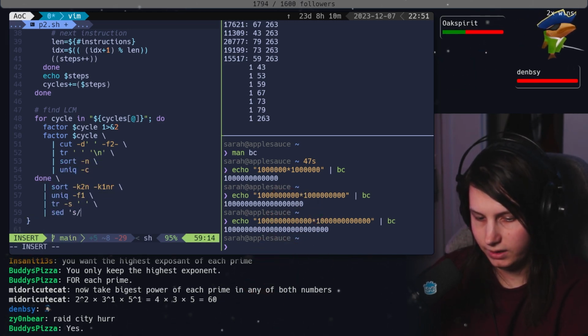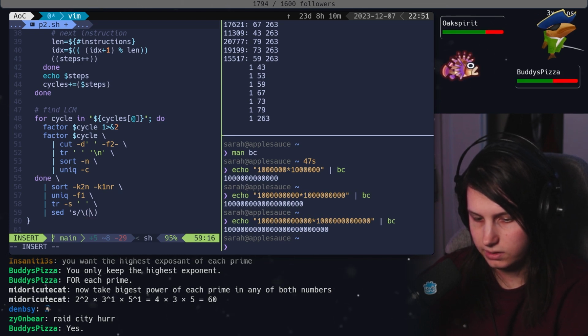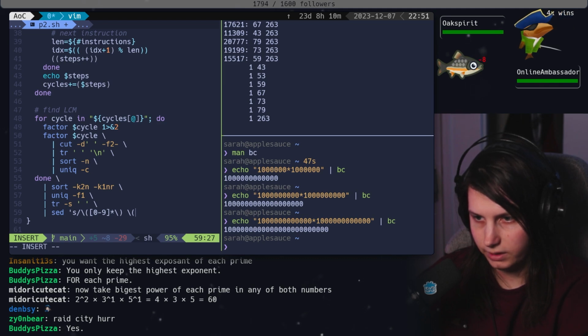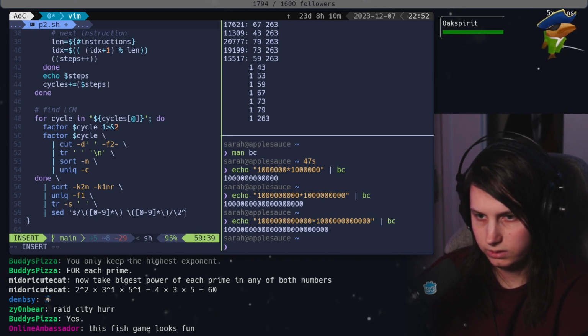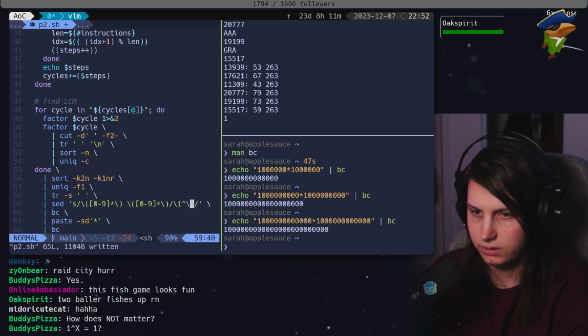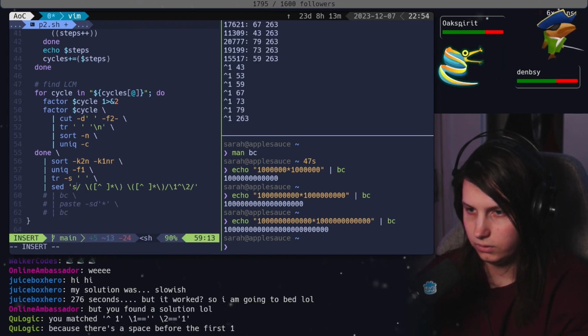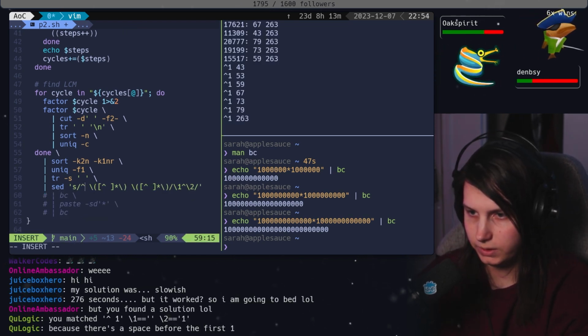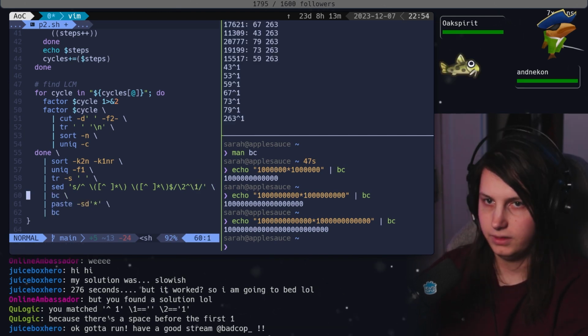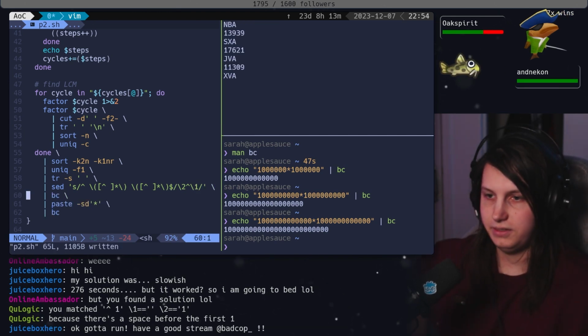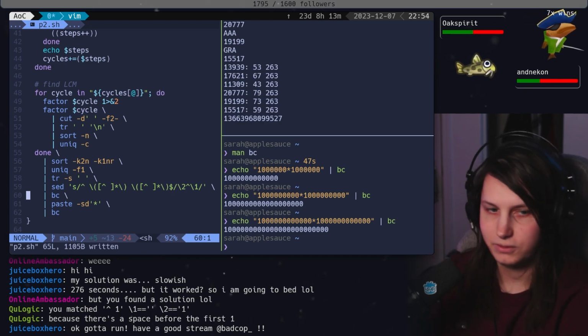We need to capture the digits 0 to 9 star, space, capture again 0 to 9 star. We're going to do 2 to the 1. Did I mean to say 1 to the 2? Okay, let's make sure we're capturing a full line here. There we go. But we want this to be the other way around. There we go. This is going to do it. We got the number. That's the right answer.